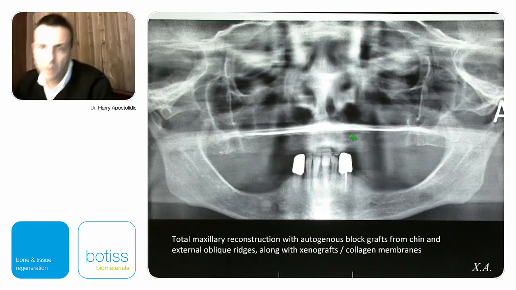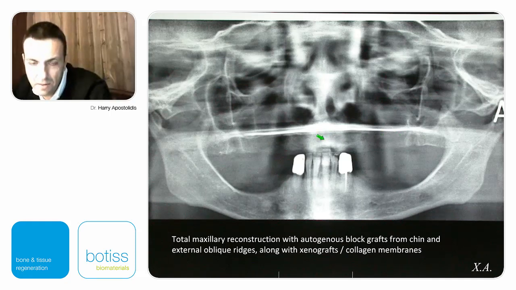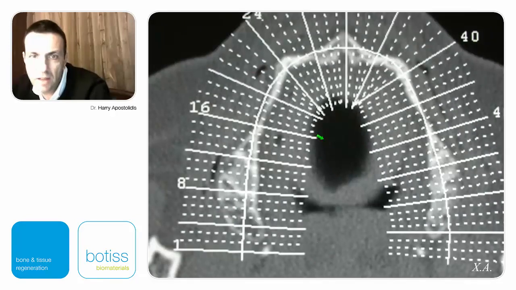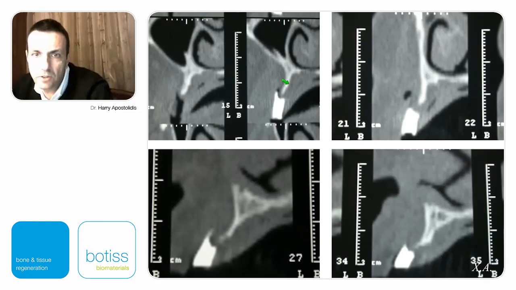And again, the same kind of procedure for the maxilla, very, very thin maxilla, total maxillary reconstruction with autogenous block grafts from the chin and the external oblique ridges. Look at how thin the maxilla is. It's a disaster case. Actually, in this case, I didn't elevate the flap on the palatal side because if I elevated both flaps, buccal and palatal, I was afraid that this would just resorb away with necrosis. So the palatal flap stayed on the bone.